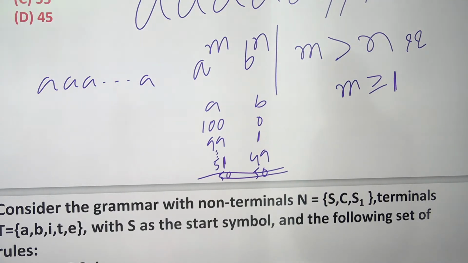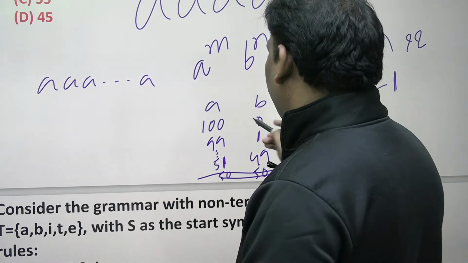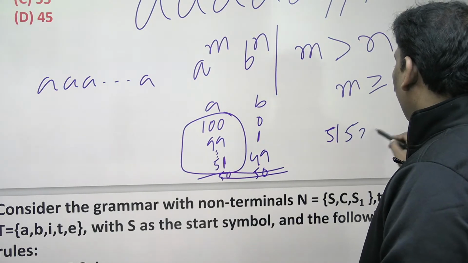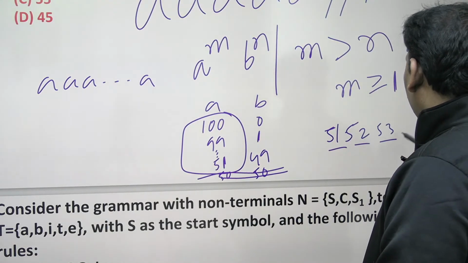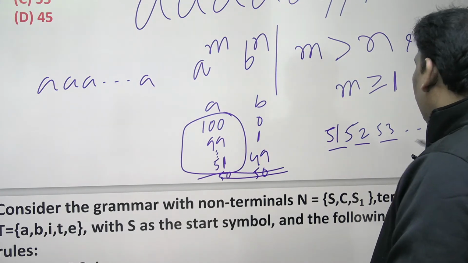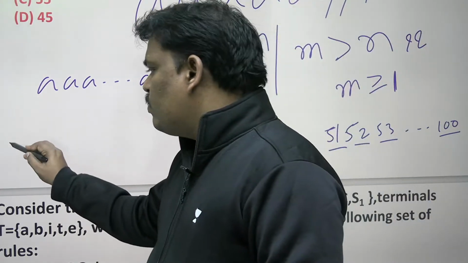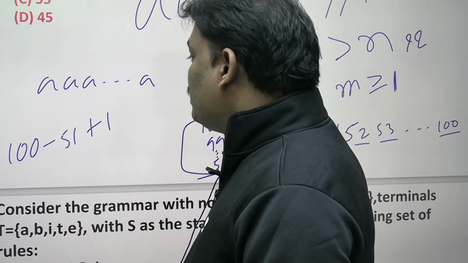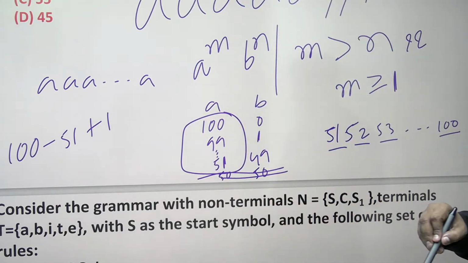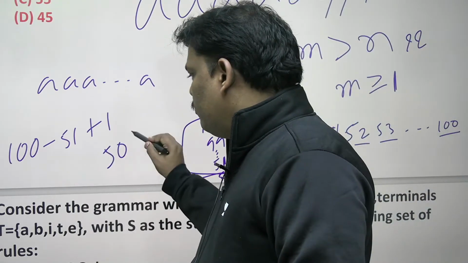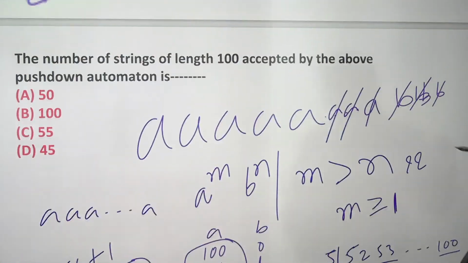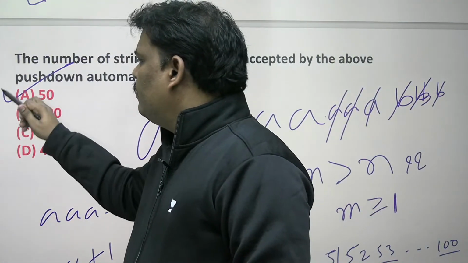50-50, no chance. If you observe clearly, the A count runs from 51 to 100. How many are there? There is one formula: last one minus first one plus 1. 100 minus 51 is 49, plus 1 is 50. So 51 to 100 has 50 values. The answer is 50.